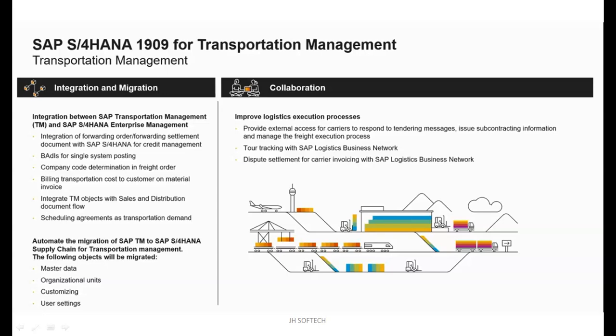And the collaboration, we have improved logistics execution process for SAP S/4HANA 1909. Provides external access for carriers to respond to tendering messages, issue subcontracting information, and manage the freight execution process. Tracking with SAP Logistics Business Network, dispute settlement for carrier invoicing with SAP Logistics Business Network.